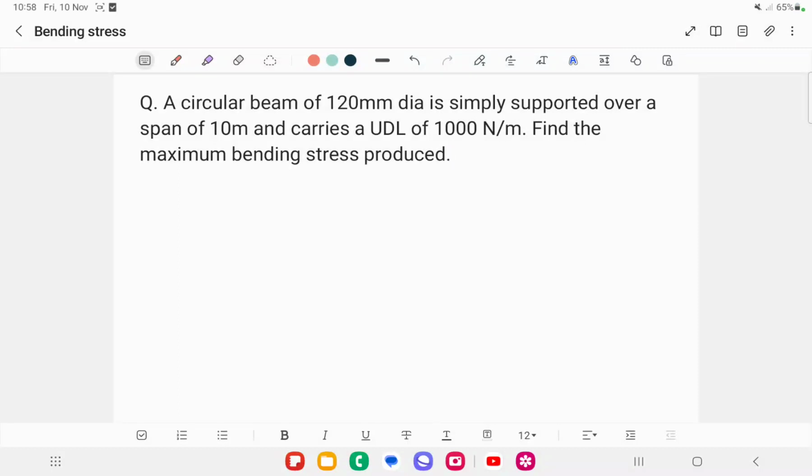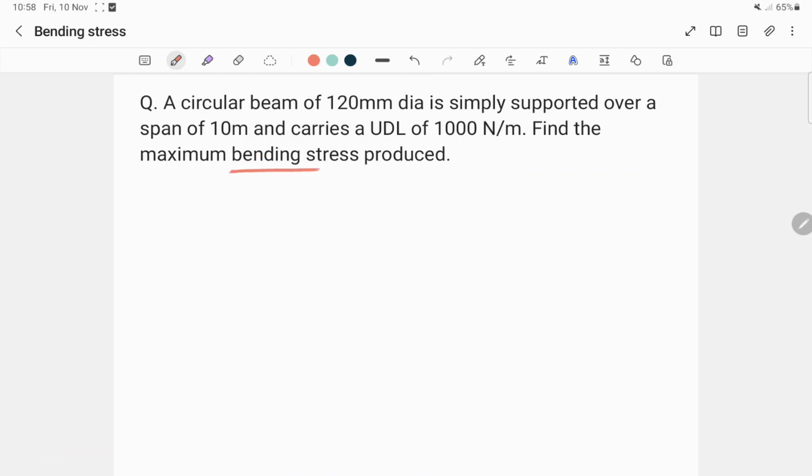Everyone, in today's video we will be solving a problem based on bending stress. So here this is the question. It says that a circular beam of 120 mm diameter is simply supported over a span of 10 meter and carries a UDL of 1000 Newton per meter. Find the maximum bending moment produced.